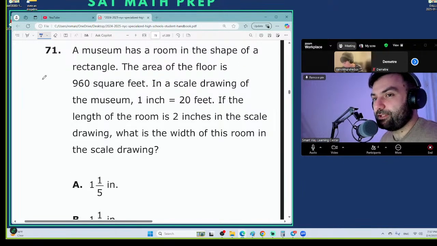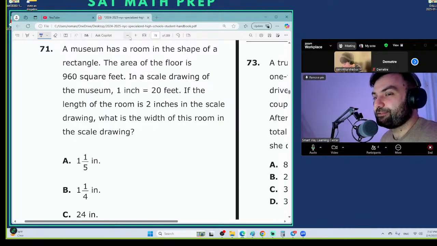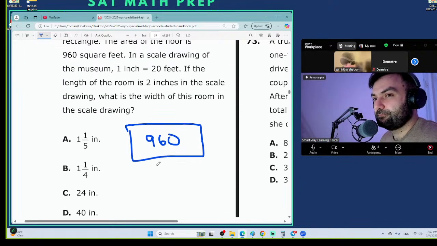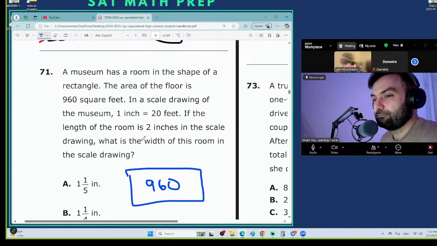Next question. A museum has a room. No, you know what? Azizjan hasn't read anything. Let's go. Okay. A museum has a room in the shape of a rectangle. The area of the floor is 960 square feet. In a scale drawing of the museum, 1 inch is equal to 20 feet. If the length of the room is 2 inches in the scale drawing, what is the width of the room in the scale drawing? That's pretty doable.